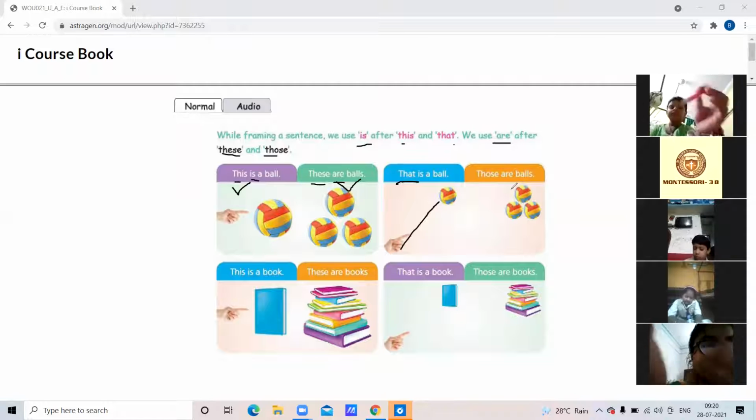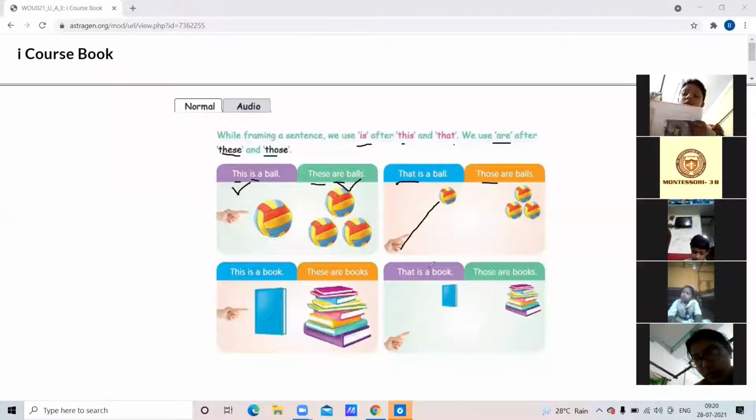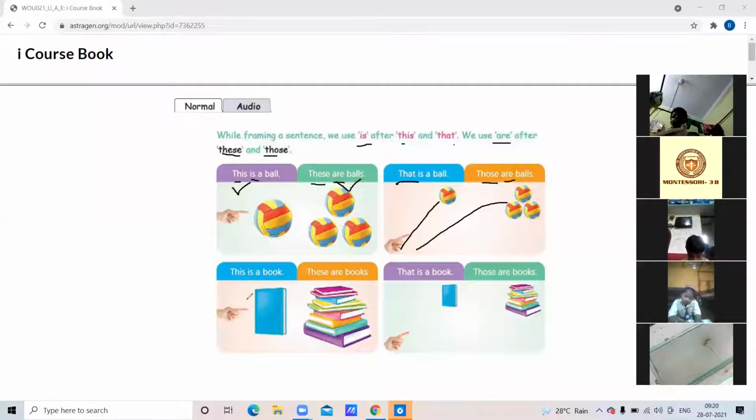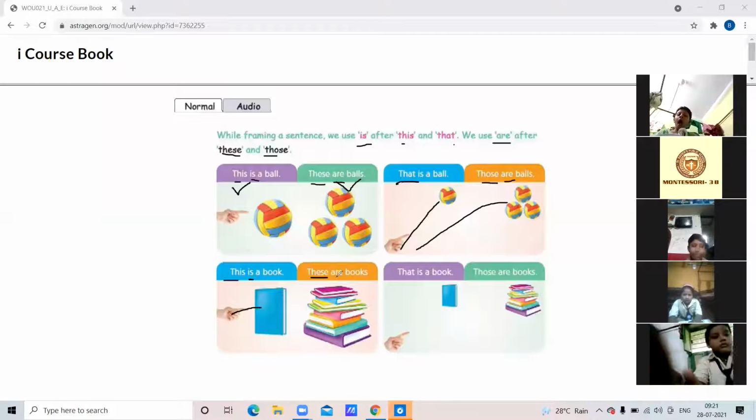When we see many balls far away from us, what will we say? We will use those. Those are balls. Okay, this is a book. When the book is near to us and we have only one book, what will we use? This is a book. When there are many books near to us, what will we say? These are. We'll use are.